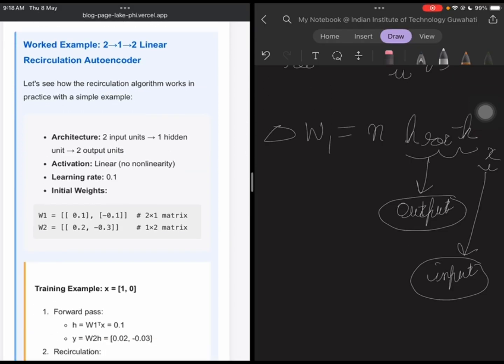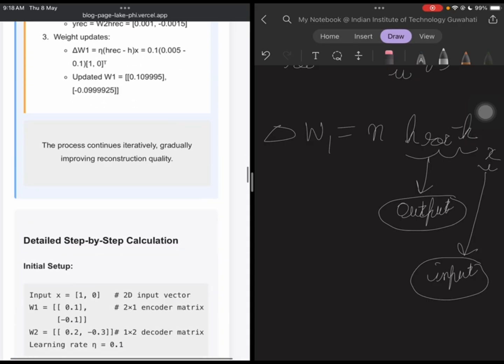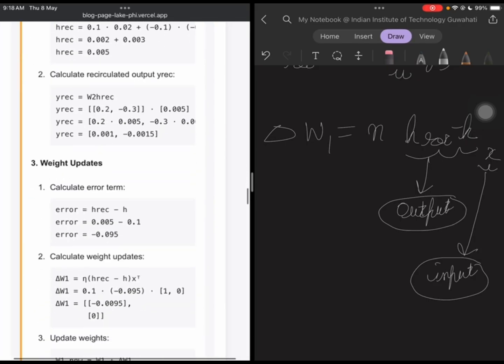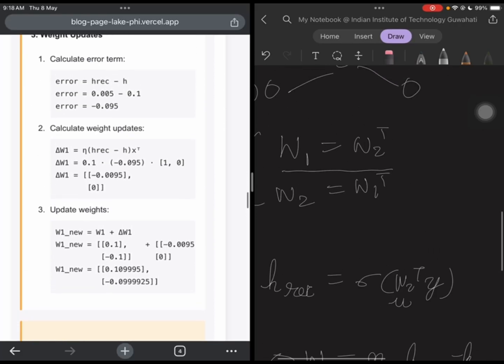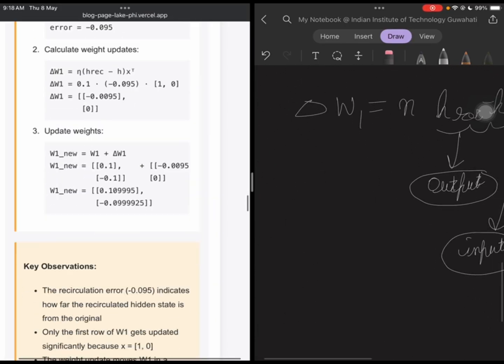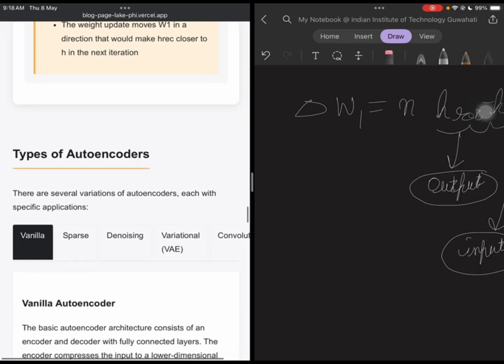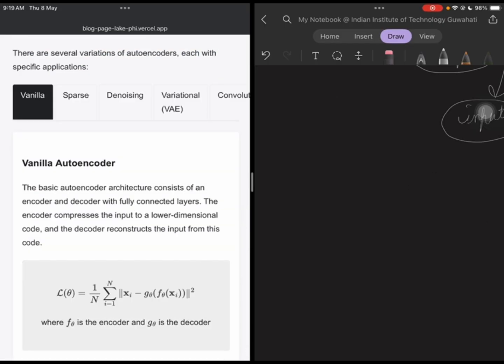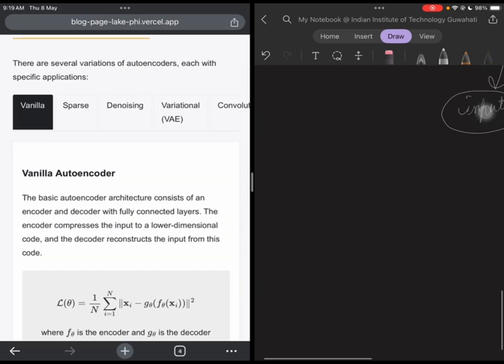You can see I have attached the example in my blog itself, with the detailed calculation of how the weights are converging. And note that this is for recirculation. I actually did it for the unsupervised setup, an autoencoder where the input and the output are the same, like the one we were discussing till now.